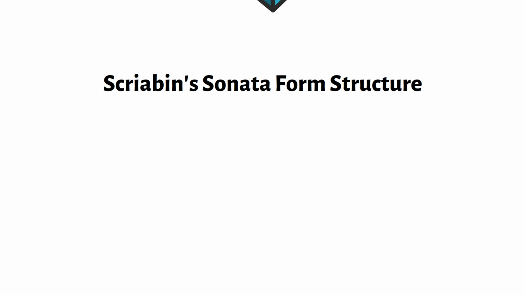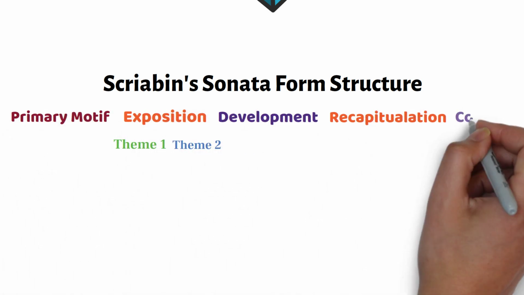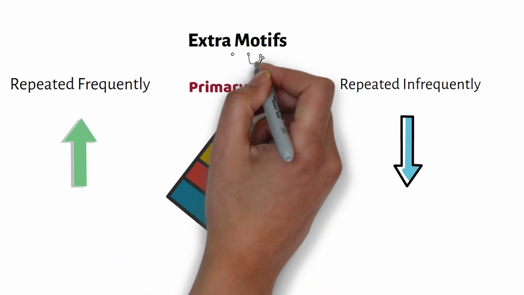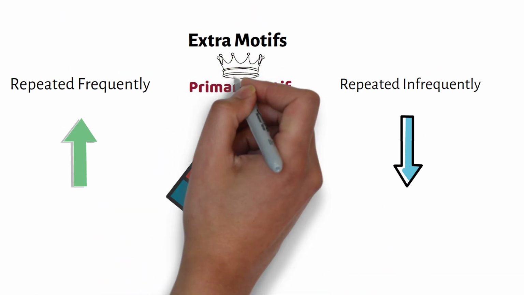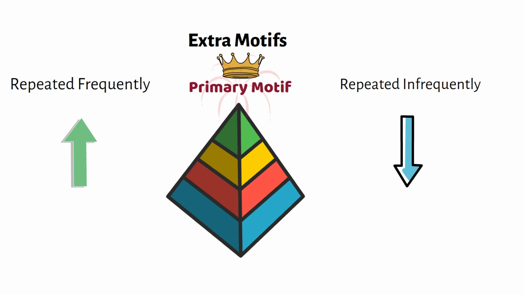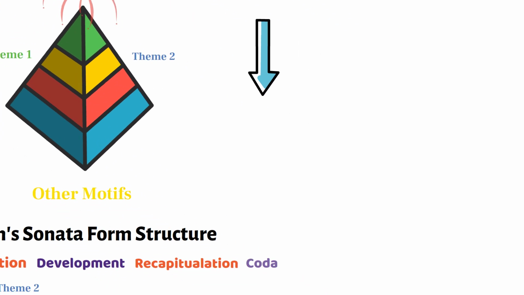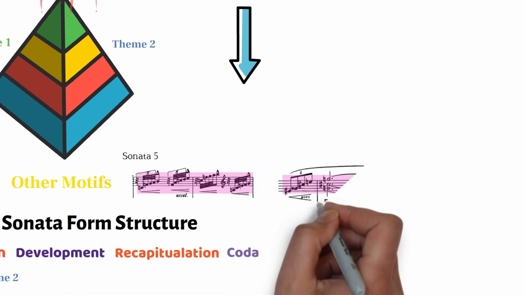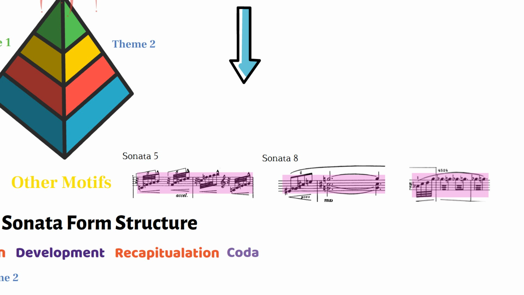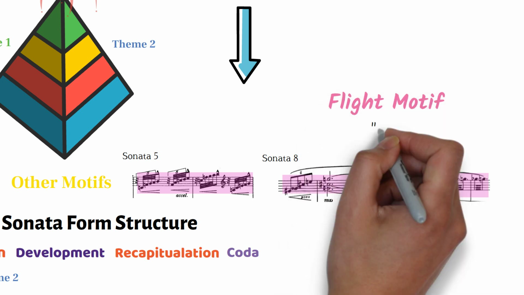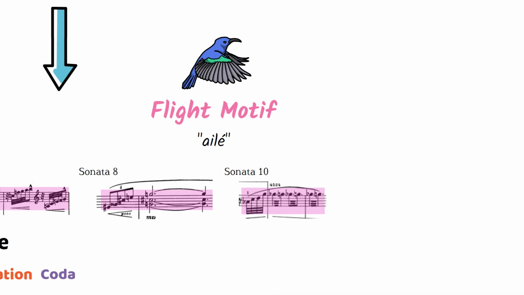Scriabin often adds this primary motif section at the very beginning before Theme 1. It plays a central role of importance throughout the sonata, undergoing perpetual variations, and is often brought to a climax. Themes 1 and 2 lie just below the primary motif in importance, and there are often lesser themes that are only used occasionally in the sonata. Certain less prominent motifs even appear in other sonatas throughout his career, the most obvious example being the flight motif.